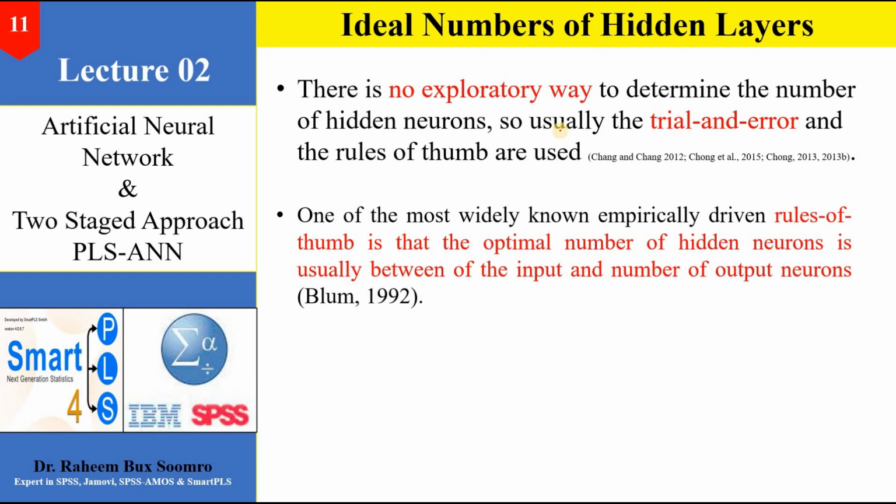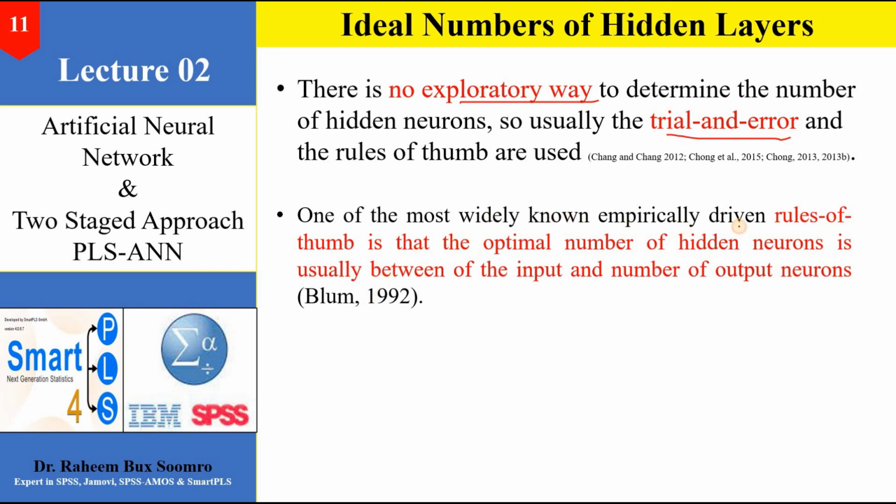And then the ideal number of hidden layers. There is no expected way. How many should be the ideal number? No one can tell you the ideal number of layers. We have to follow the trial and error approach.